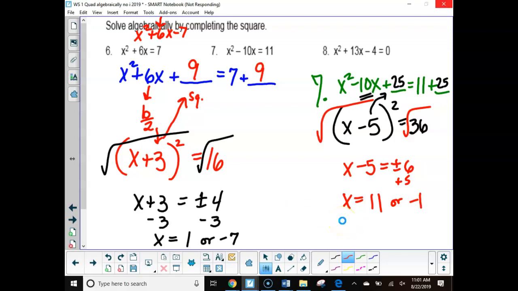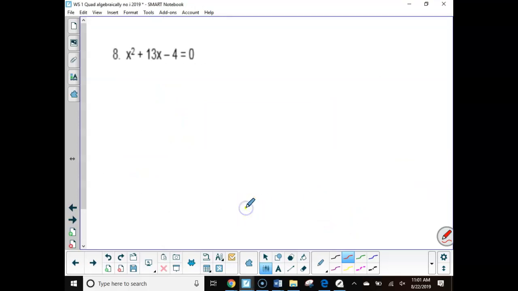All right, I'm trying. It's thinking. There we go. This is number 8. Why is this not making me happy? 2 things are not making me happy. First of all, where's the constant term? Needs to be on the other side, so I end up with an x squared plus 13x equals 4. I can go ahead and put a plus blank on both sides.